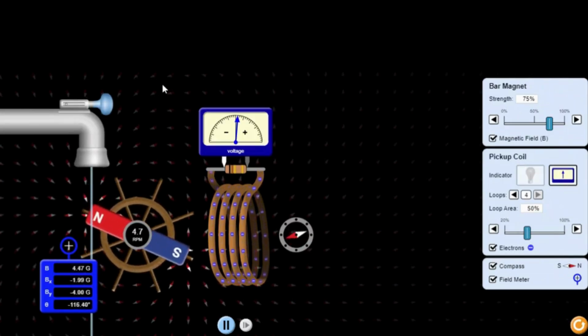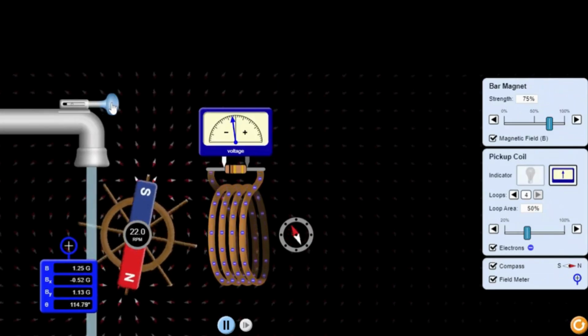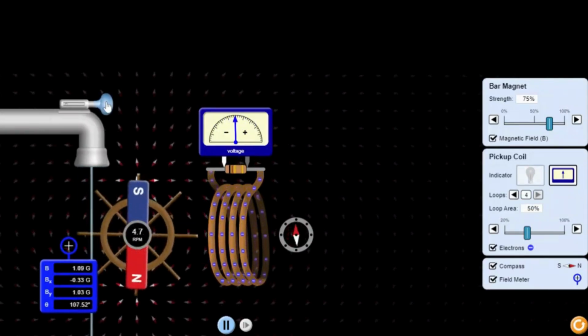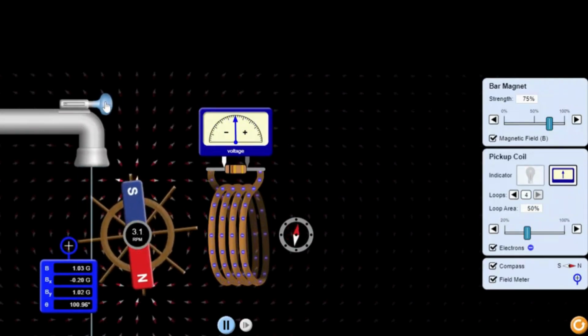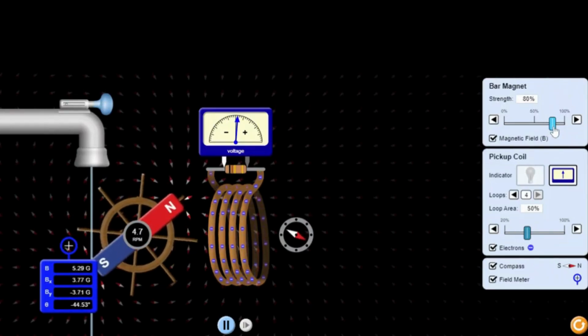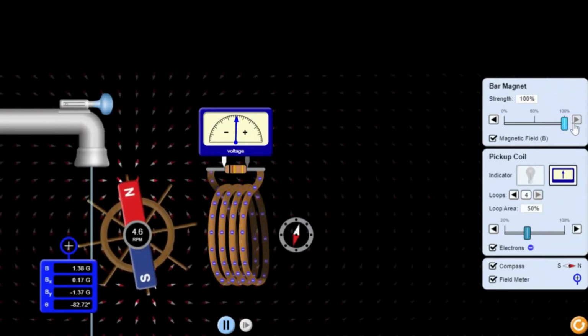3. Light bulb. The light bulb is connected to the coil and acts as a visual indicator of the induced current. The brightness of the bulb is directly proportional to the strength of the induced current. 4. Voltmeter. The voltmeter measures the voltage of the induced current. It provides a numerical indication of the strength of the current, complementing the visual indication provided by the light bulb.